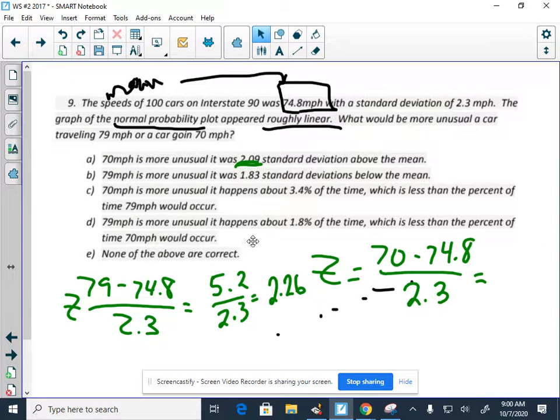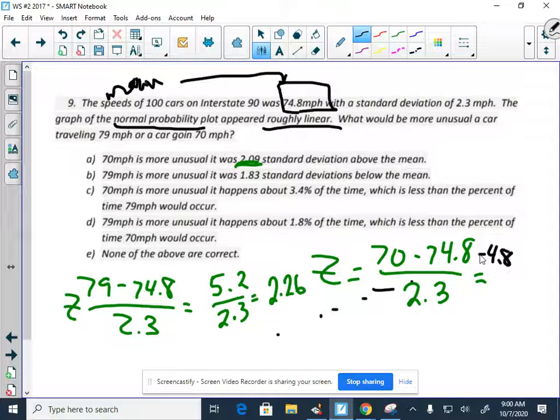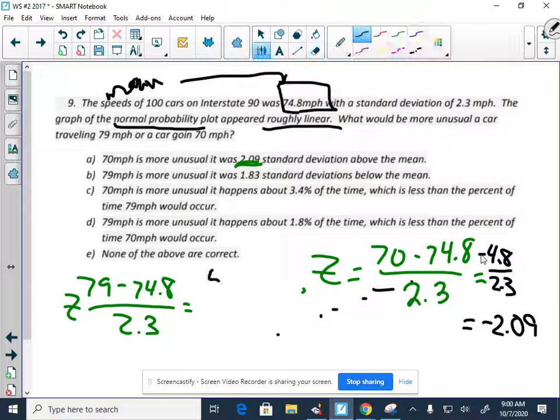2.26. Well, when I get two students that get different things, that's usually when I jump in and check it. This one would be negative 4.8 divided by 2.3. That's got to be over 2. So that one I bet is the negative 2.09. Is that right? 70 subtract 74.8. Okay, 70 minus 74.8. 79 minus 74.8 is, oh, that's supposed to be 4.2. Okay, so 1.83. So the 1.83 was right again. Same person getting it right.